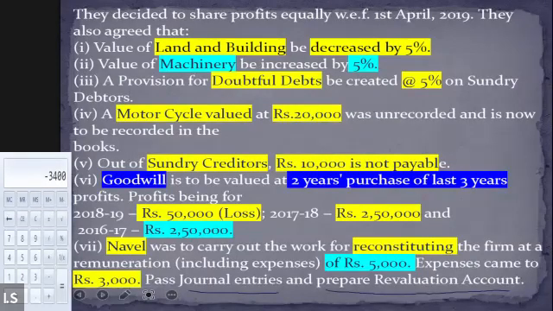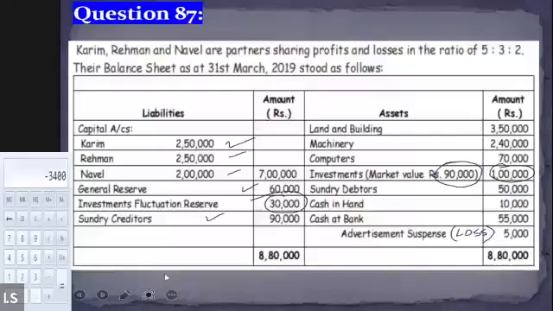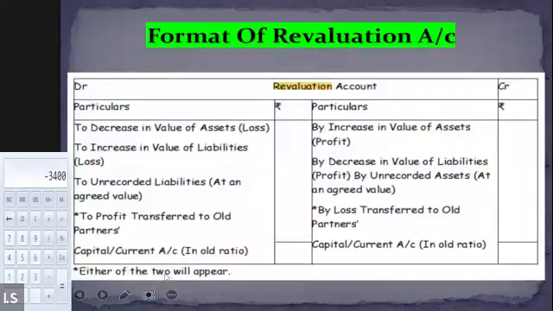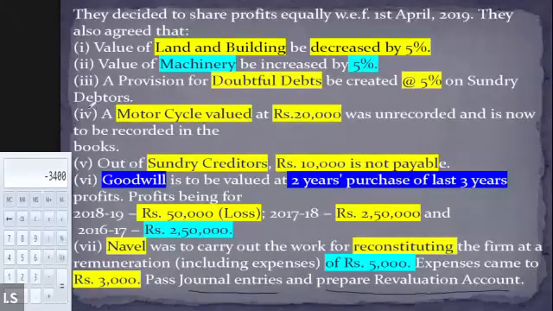Debit side. And why should we show that on the debit side? Because, sir, you have told us in the previous class. See, while preparing the format of the revaluation account, I told you that whenever there is a decrease in the value of the asset, it is to be shown on which side of the account? On the debit side. And since here the value of the land and building is increasing or decreasing? Decreasing. That means it should be shown on the debit side.